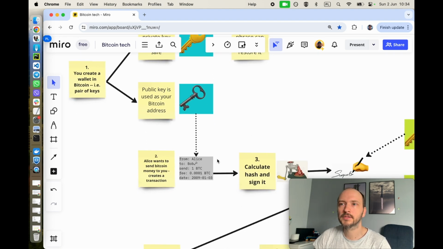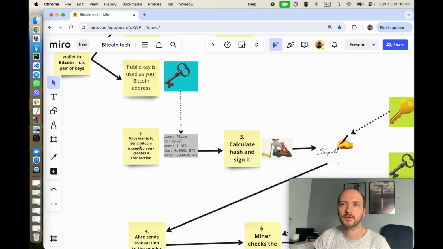And what happens next is that, for example, Alice on step 2 wants to send you Bitcoin money, and she creates a transaction.